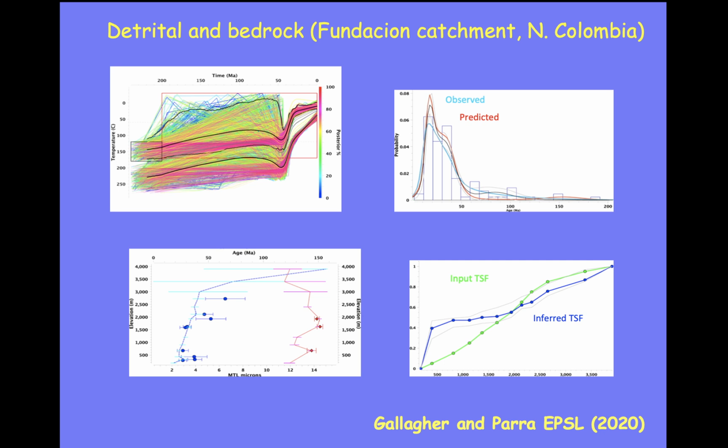And that's best done when you have the detrital data and in situ bedrock data, which we did have in that case. So the bottom left is the in situ bedrock profile data, and the top right is the detrital fission track data. So if you want more details on those, go and look at the papers there.